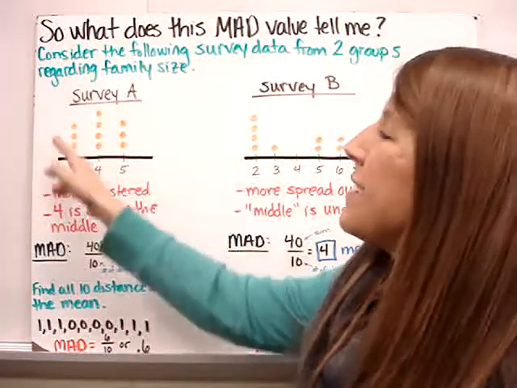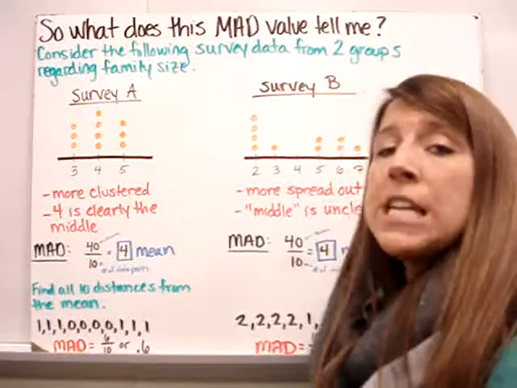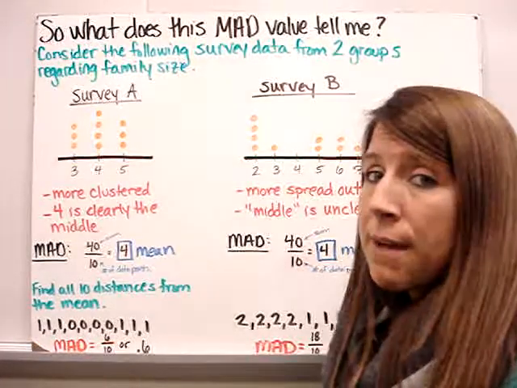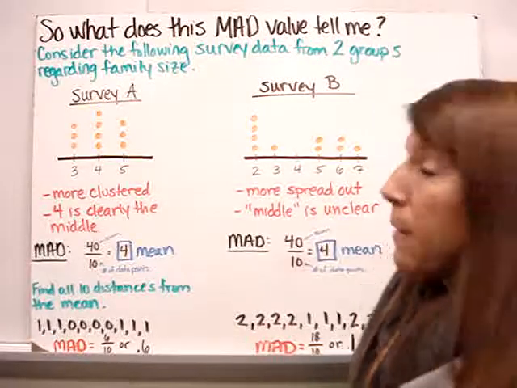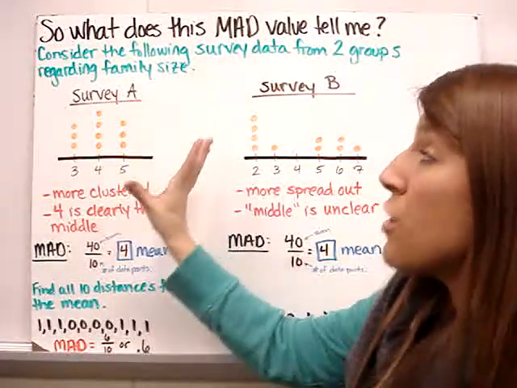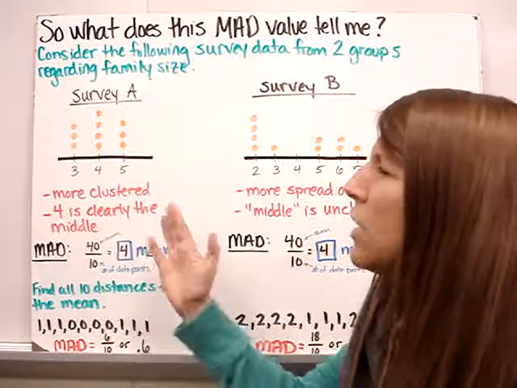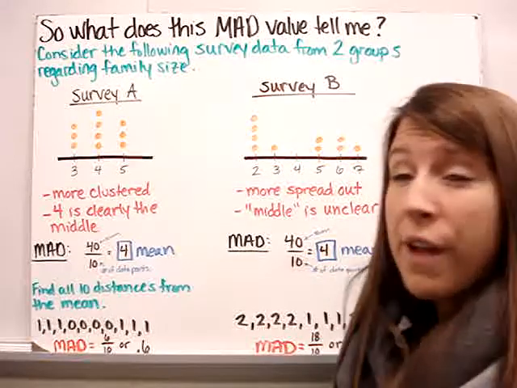You can see that there are 10 data points here. 3 of them said there are 3 total people in my family. 4 of them said there are 4 total people in my family. And 3 of them said there are 5 total people in my family. This dot plot shows that our data is very close together, clustered quite a bit. And you can clearly see that the middle of that data is 4 people in a family.